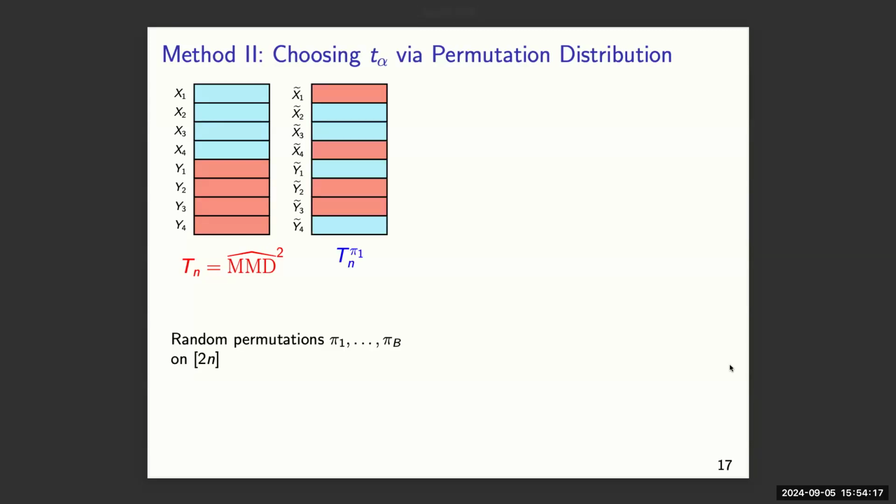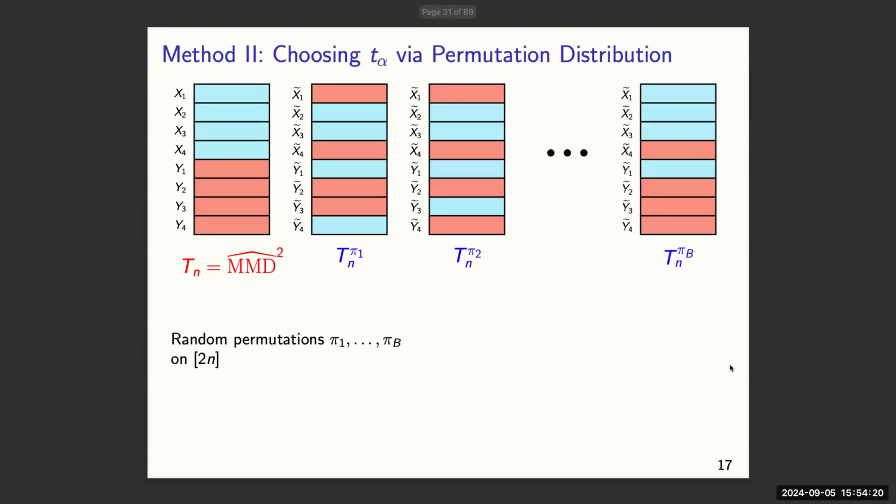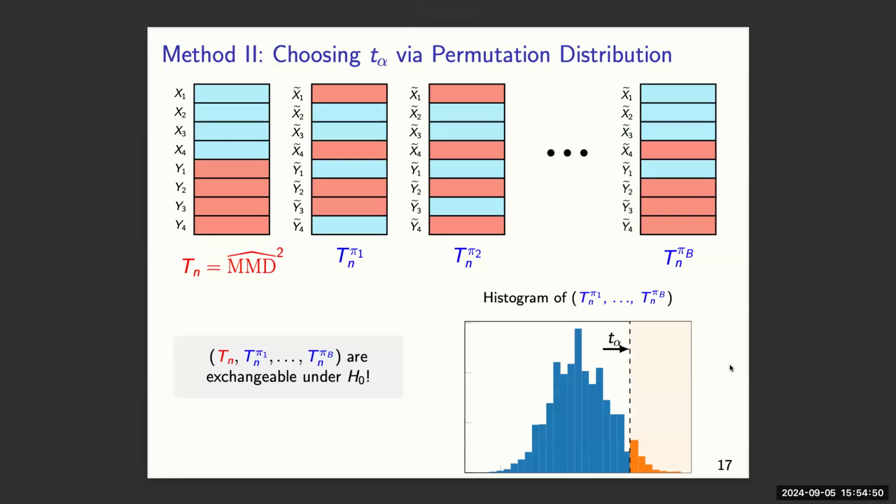And now let's say we draw a bunch of random permutations and we recompute the statistic on each of them. So we randomly shuffle the rows. We label the first half of them as x's and the second half of them as y's. And with those x's and y's, we recompute the statistic. Let's say B times. Think of B as 500 or 1,000, depending on the problem. But the key property is that if the null is true, then they are exchangeable. In other words, the rank of the red statistic Tn among the B plus 1 values would be uniformly distributed. So based on that, we can set the rejection threshold as the 1 minus alpha quantile of the histogram of the blue statistics.